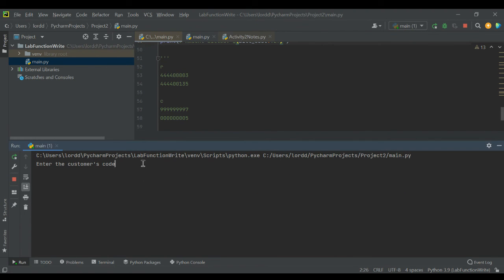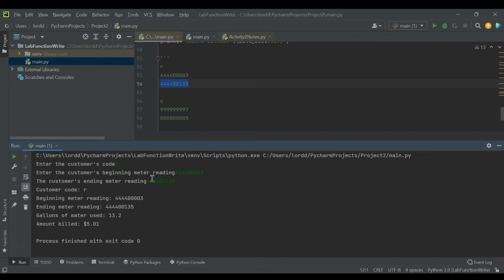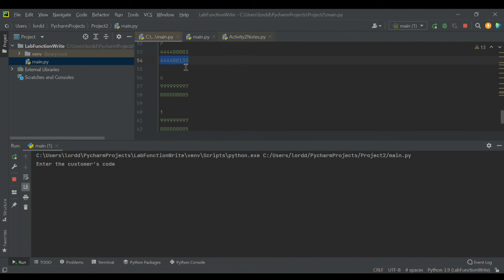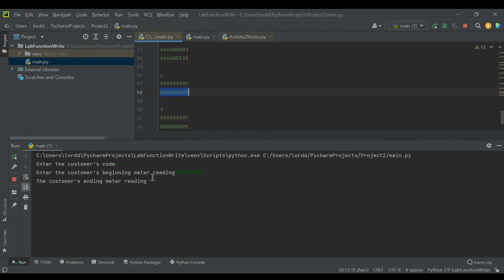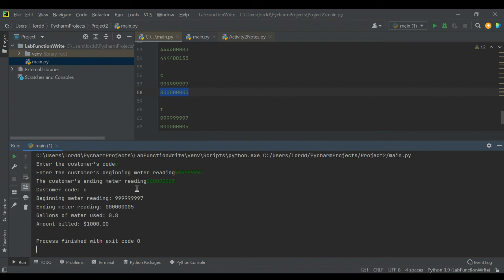For the first one, we have customer code R with these 2 meter readings. And we had customer code R, we had 13.2 gallons, $5.01, which is what we want. For our second one, we get customer code C. This is our first meter reading. This is our second. And we get 0.8 gallons and 1,000.